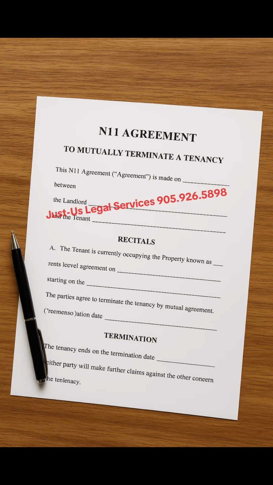Another important thing about the N11 is that if you sign an N11 as a tenant and you later change your mind and you request that the board put a stay on the order terminating your tenancy, just know it is a very high bar to be able to convince an adjudicator at the board that you didn't understand the implications about signing this N11 form. That excuse doesn't really work. So just make sure that both parties agree and understand before they sign an N11.